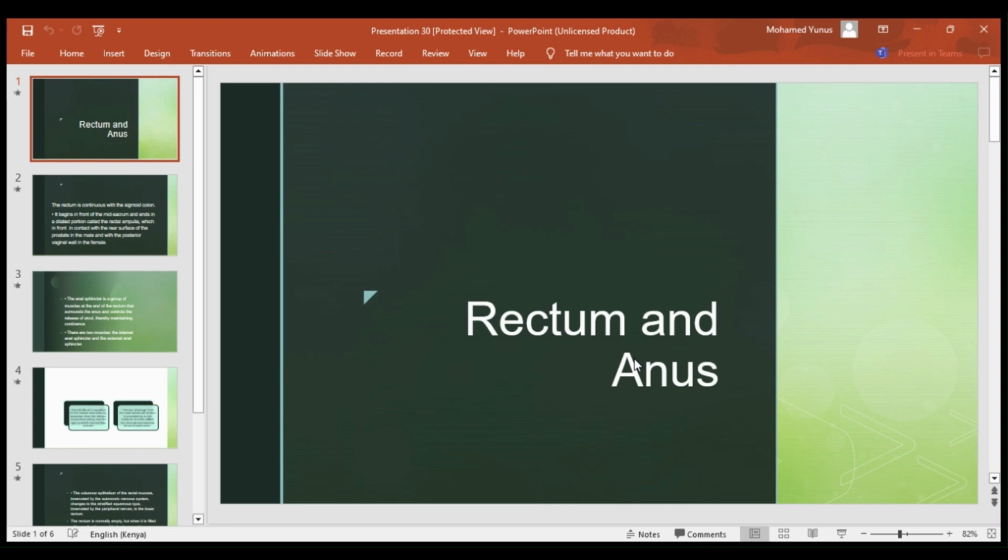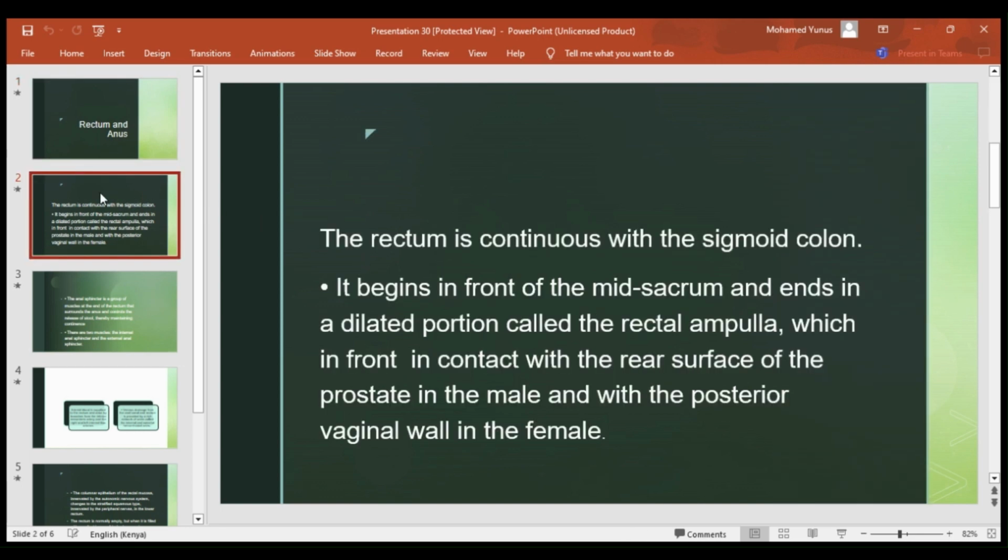Hello, today we are going to talk about the rectum and the anus, and today this is going to be our last presentation on the digestive system. And without wasting much time, let's jump straight in.